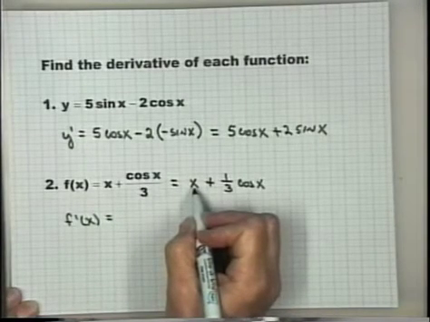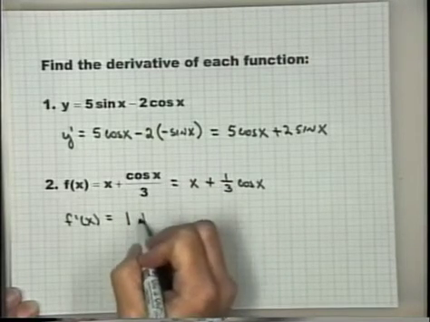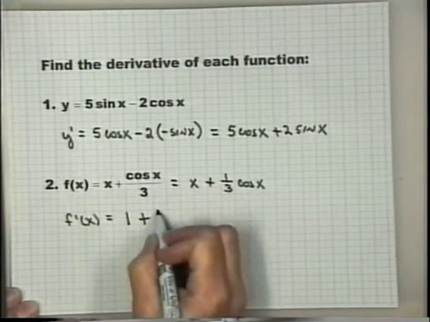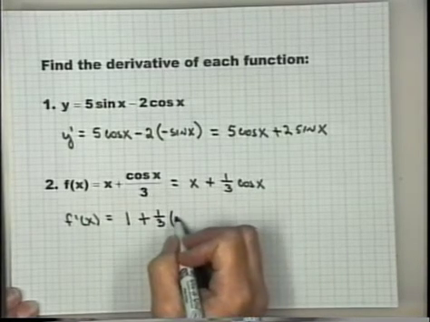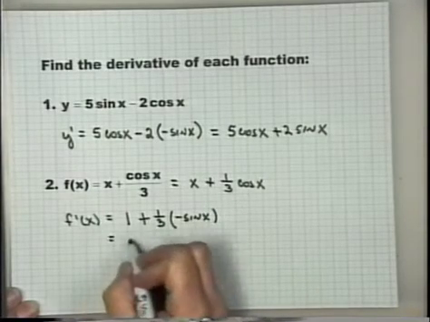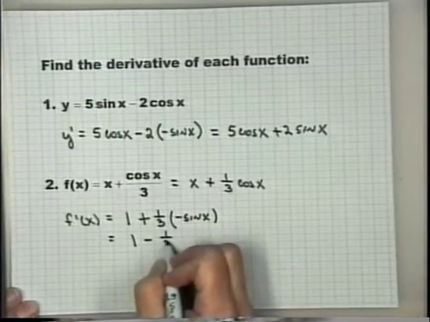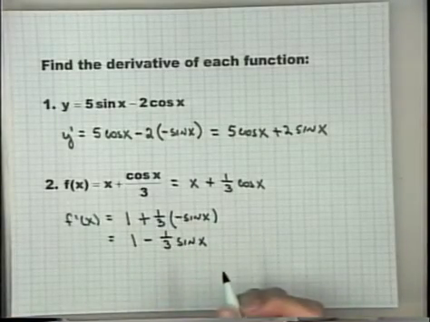The first function is x. The derivative of that is 1. And then we're going to add. I have a constant times this function. Bring the constant down, times the derivative of cosine, which is negative sine x. And again, we'll finally simplify. 1 minus 1/3 times the sine of x.